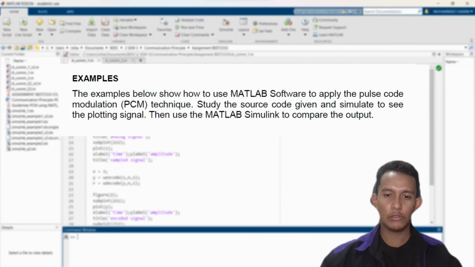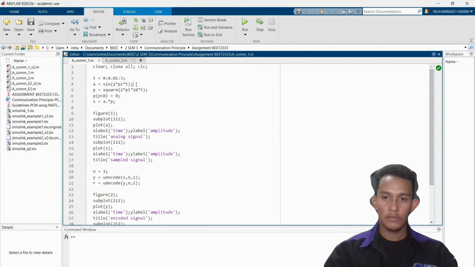I will show how to use MATLAB Simulink to apply the pulse code modulation. For example 1, we use MATLAB to simulate the signal quantization. This is our input, a sinusoidal wave with a frequency of 1 Hz. The sample signal is produced by the dot product between the sine wave and square wave.